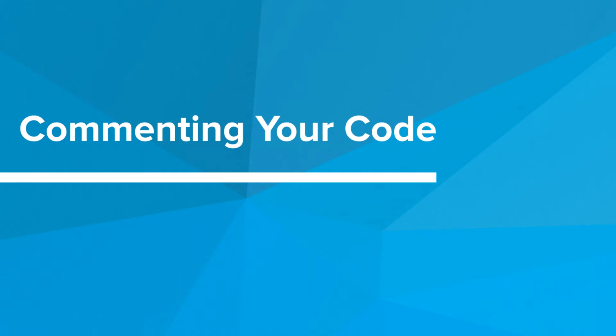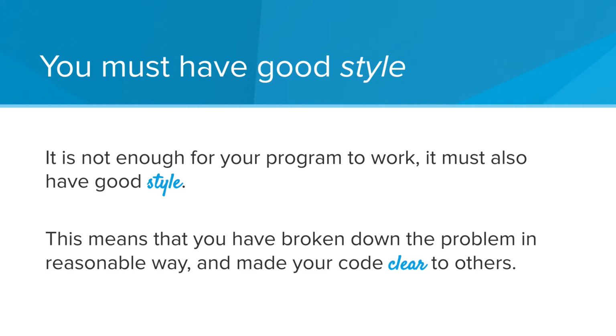Hi, in this video, we're going to look at commenting your code. So you've got to have good style. There are two parts to writing a program. Functionality: does it work? Does it do what it's supposed to? There's also a style component. Is your program clear and readable, and does it make sense to others? It's not enough for your program to work. It also has to have good style.